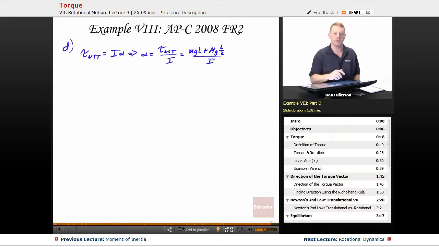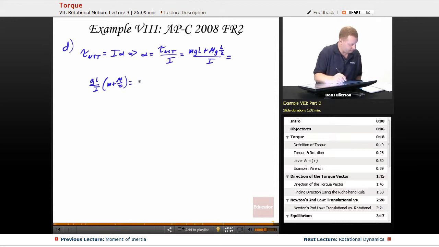We no longer are worried about that tension in the wire because we cut it, which is going to be equal to, well, we can factor out a gL over I, times m plus big M over 2, which is going to be 10 meters per second squared times our length 0.6 over our moment of inertia 0.42 kilogram meters squared times 0.5 kilograms plus 2 over 2, which is 1, for a total angular acceleration of 21.4 radians per second squared.